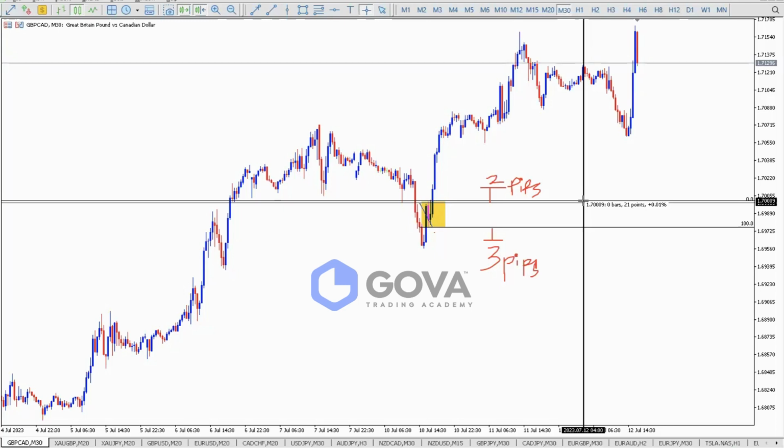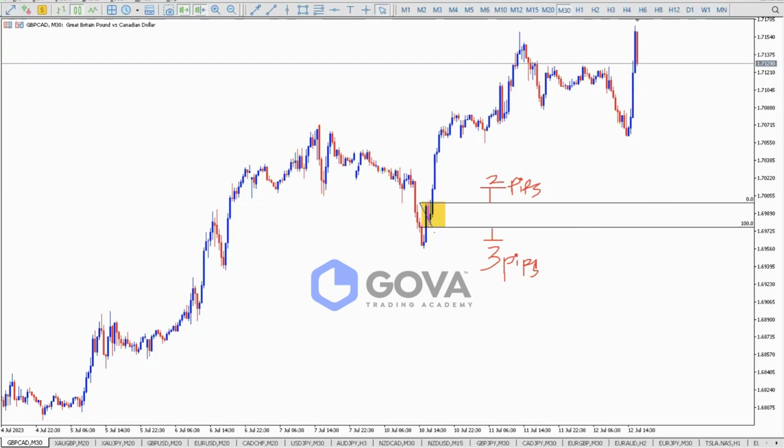The market price on these 21 points, which is 2 pips, is 1.7009. So the price here is 1.7009. That is our 2 pips price. You need to write it down. After writing it down, then calculate the distal line again.